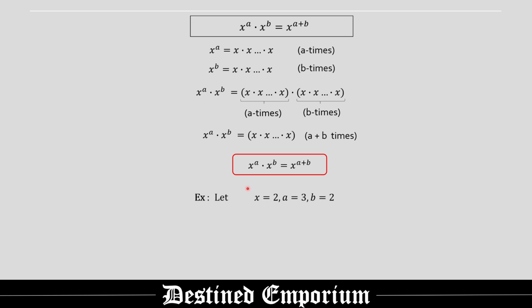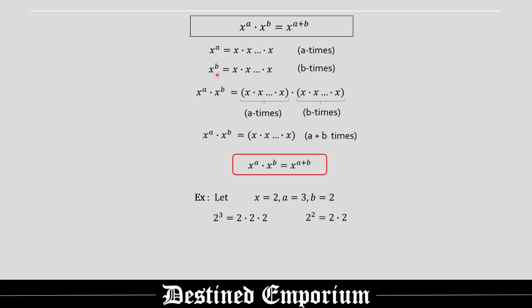So first, we're going to consider x to be equal to 2, a to be equal to 3, and b to be equal to 2. If that's the case, we're going to write it. So this here is our x to the power of a term, 2 to the power of 3, and that could be rewritten as 2 times 2 times 2, 3 times. That's what the exponent corresponds to.